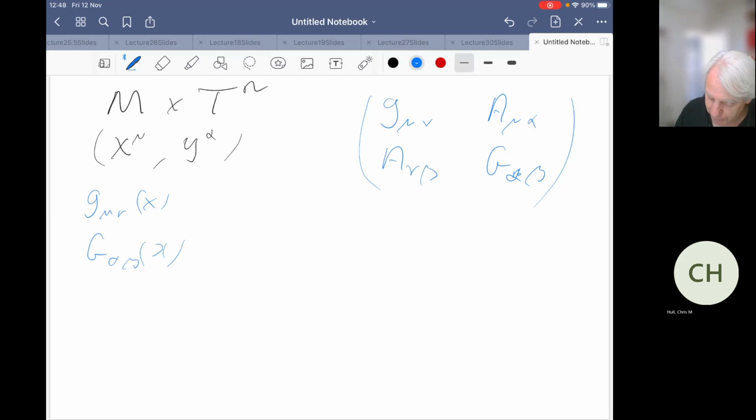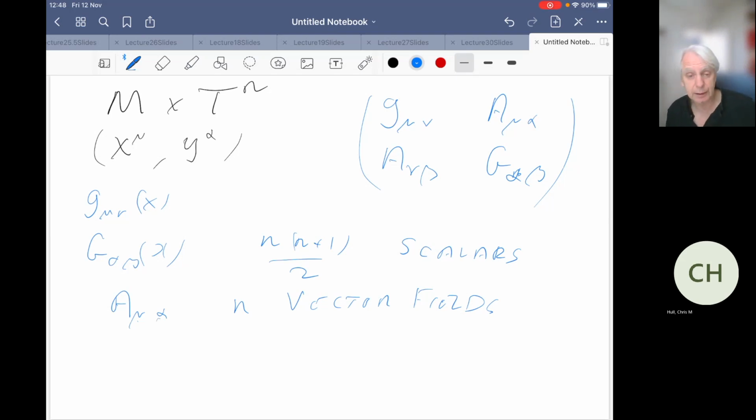So it's a symmetric matrix. Alpha and beta run from 1 to n. So there are n(n+1)/2 scalars, and then the A mu alpha represent n vector fields. A mu is a vector index on the manifold M, and alpha runs from 1 to n, so there are n vector fields. And we could put this ansatz in the Einstein action and dimensionally reduce and get an action for the metric, the scalar fields, and the vector fields. And we'll do that in a moment.